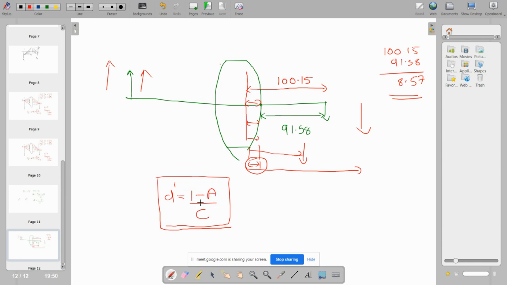Now you see, what are the parameters here? There is A, there is C. A and C are actually the properties of this particular system only, and they don't depend on the object distance as well as the image distance. Only this A and C are properties of this particular matrix system. So you will get it like that. Okay, sir. Thank you, sir.